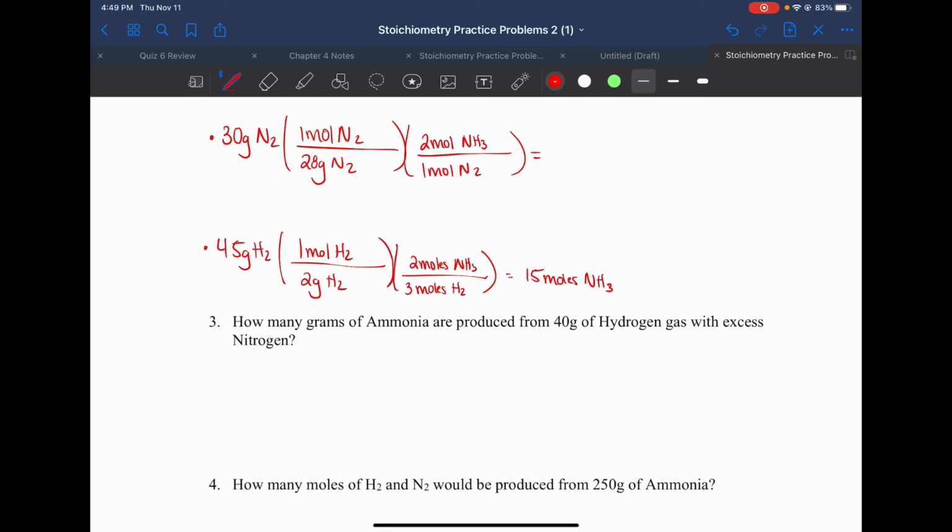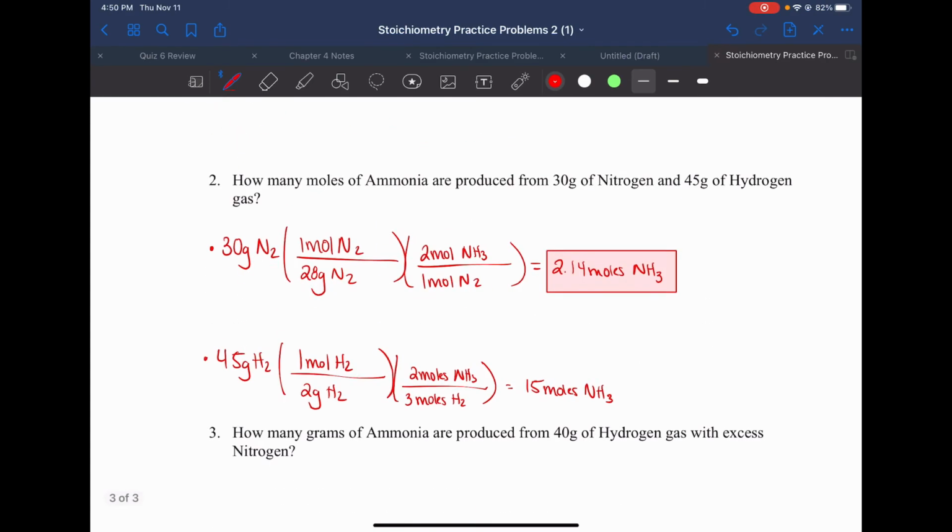And then let's do the top one. 30 times 2 divided by 28 gives us 2.14 moles of NH3. So which one's limiting? N2, because we produced less moles of our product. So our correct answer is 2.14 moles of ammonia are produced.